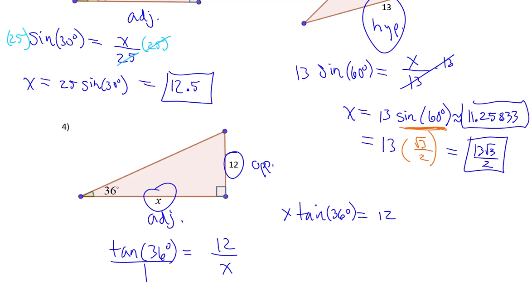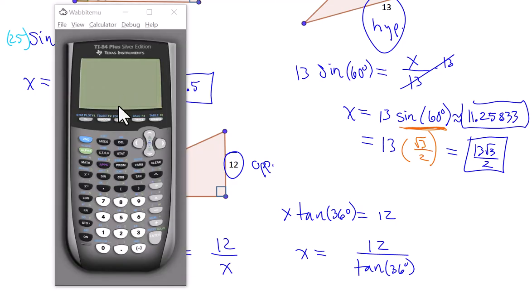And of course, I could solve for x by dividing by tangent of 36 on both sides, which would give me 12 over the tangent of 36 degrees. And so now we want to compute this value, which we'll go ahead and do on a calculator.